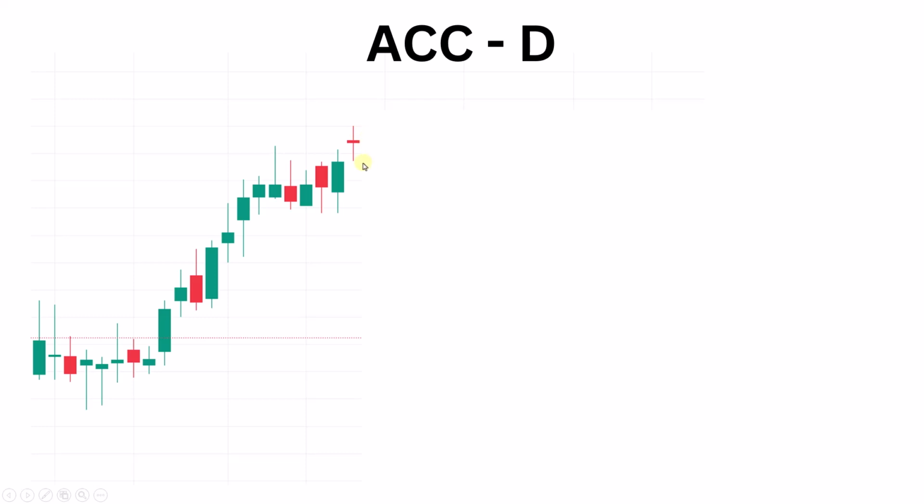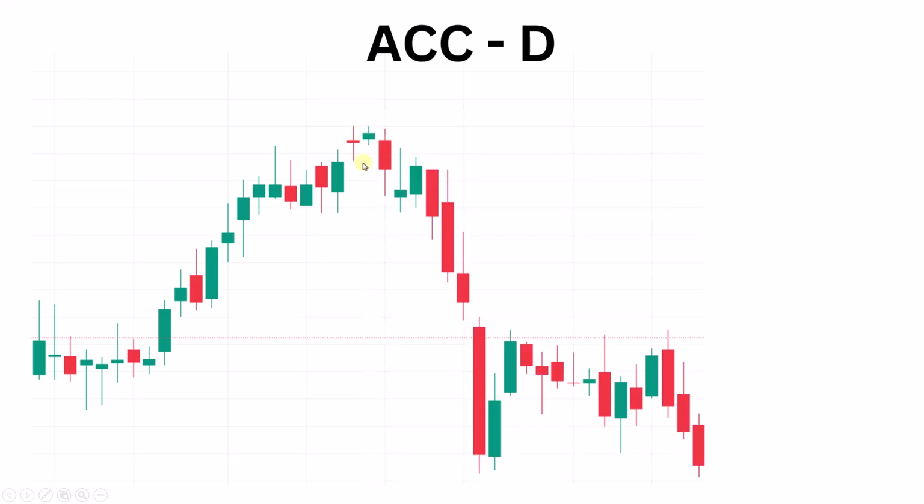Okay. So let us look at what happened next. So the trend reversed and the price came down. Okay, so at this point sellers came in and took the price down. All right, that is one thing that the doji tells us.